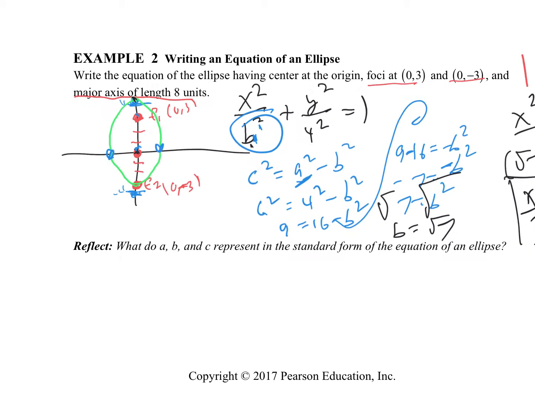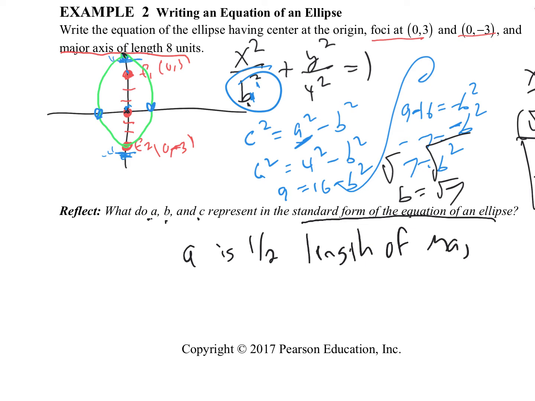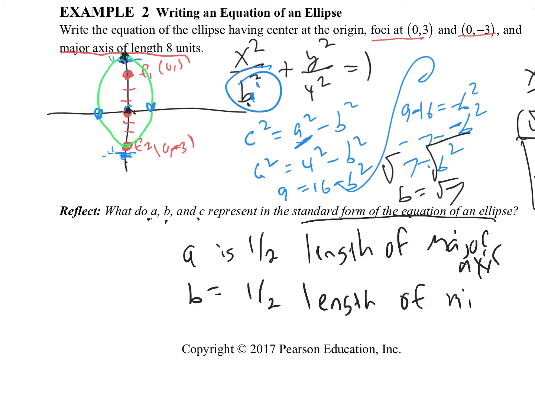And what does a, b, and c represent in the standard form of the equation of the ellipse? Well, we know a is really half the length of the major axis. Because I go up 8, I go up 4. The whole thing was 8, so I go up 4. That's my a up here. That was half. B is half the length of the minor axis. I don't know if our book even calls those vertices. But anyway, I do. There are 4 vertices.